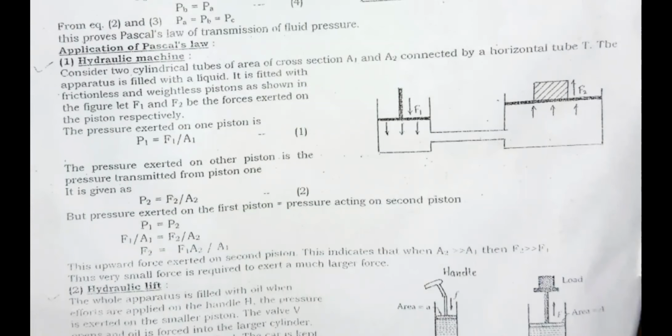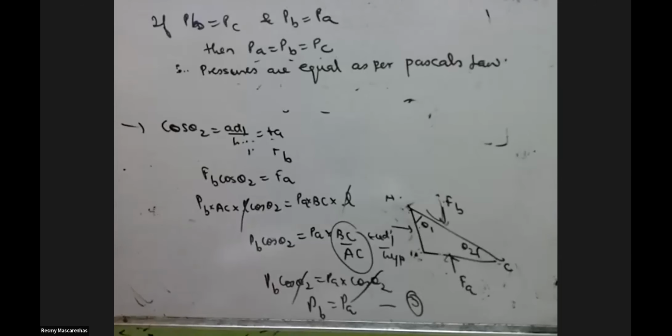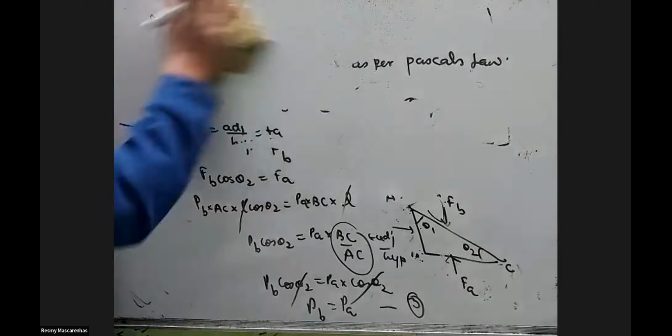It is fitted with almost frictionless pistons because they should move smoothly. The piston should be able to move smoothly. There should not be any friction between the piston and the walls of the tube. And very lightweight pistons are there, as shown in the figure. So what is going to happen is the hydraulic machine.